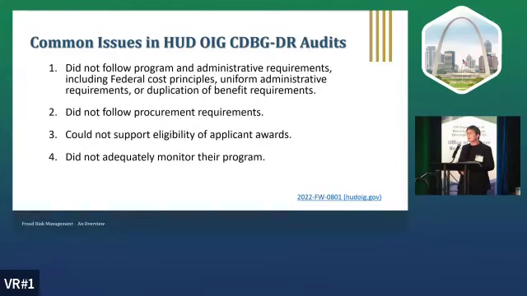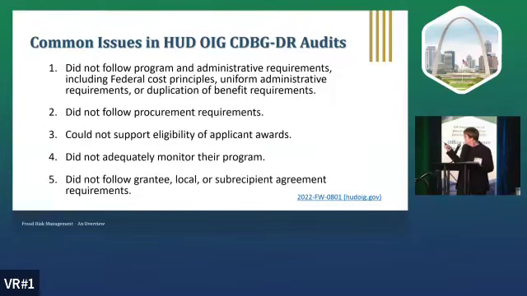Eligibility, it's not more of these people aren't eligible, it's documentation. If your policies say to do it a certain way, please make sure you're doing it that way. And if you're not doing it that way because something happened, change your policies and train your people on the new ones. Monitoring though, monitor your program, but also monitor your sub-recipients. All right. Did not follow the local subrecipient agreements.